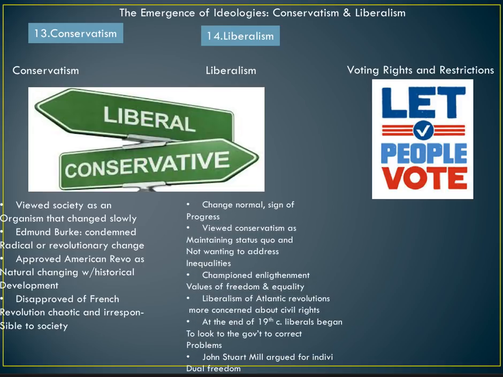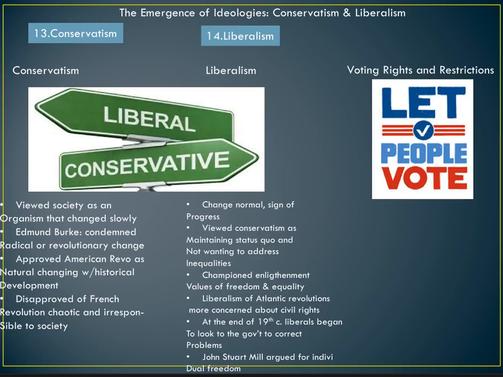Then you had the other end of that spectrum, which was liberalism. Liberals say change is normal. It's a sign of progress, even when change happens, that we're moving forward. They viewed conservatives as maintaining the status quo, meaning keeping things as they are and not wanting to address inequalities. So their argument as liberals is, well, if you're conservative, you just want to have things the way they are. You don't want people to be equal. You don't want to fix the problems that exist.